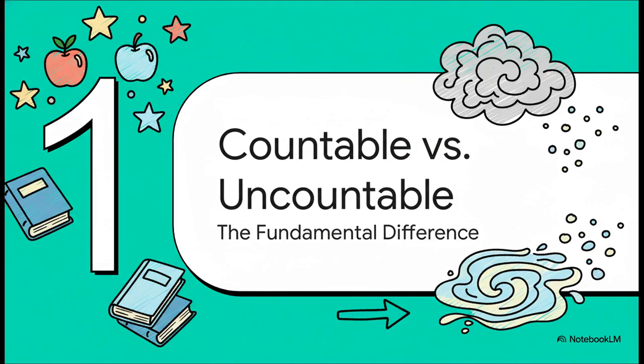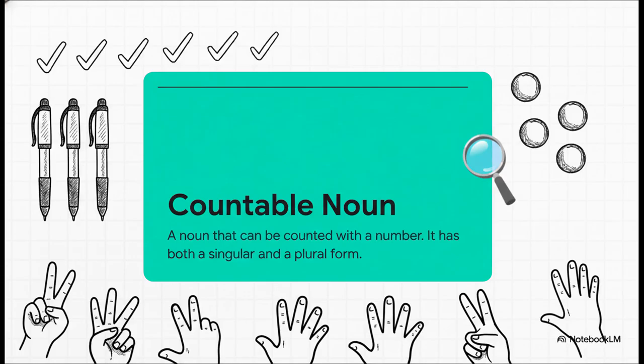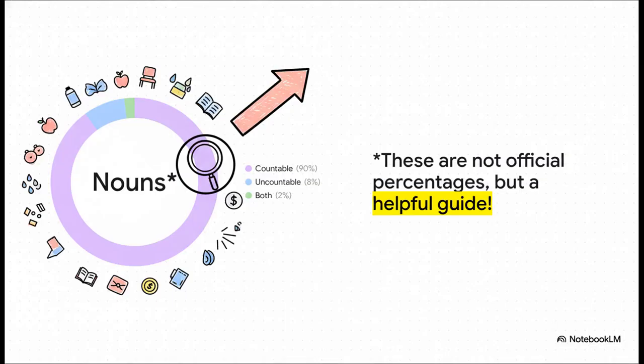What really separates these two types of nouns? Let's find out. A countable noun is pretty much exactly what it sounds like. It's something you can, well, count. If you can stick a number in front of it, like 1 pen or 5 pens, you're looking at a countable noun. It can be singular, which just means one, or plural, meaning more than one. Easy, right? And here's some really good news. Check out this chart. The vast majority of nouns in English are actually countable, so you're already most of the way there.